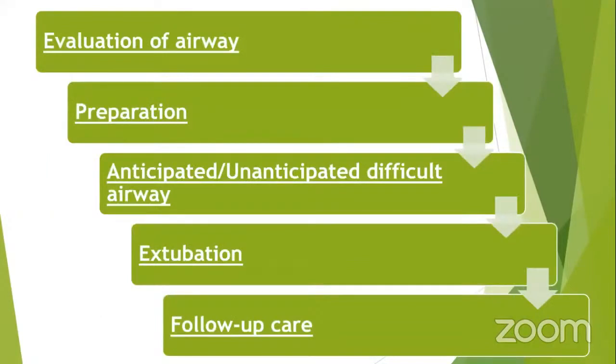So the ASA guidelines study airway management under these subheadings: the evaluation of the airway. Thereafter, you need to prepare the airway. Then you have to see whether it is an unanticipated or an anticipated difficult airway, and accordingly you will plan your management. Then you have the extubation of these patients, and lastly the follow-up care of these patients subsequent to their extubation.